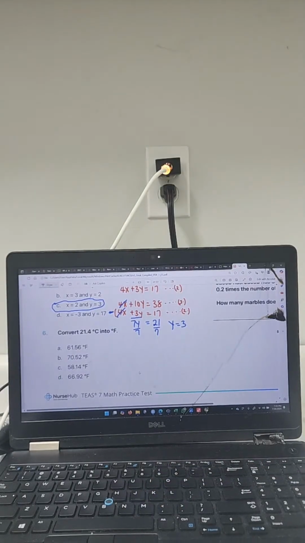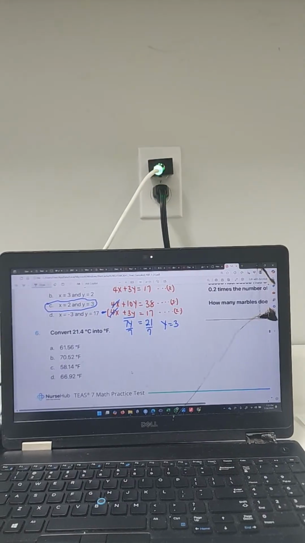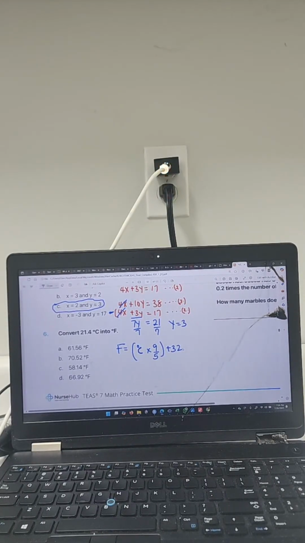And here I'm having question number 6. Convert 21.4 degrees Celsius into Fahrenheit. I'm going to give the formula out, and I would like you to try it and let me know the answer in the comment section. The Fahrenheit equals your value in degrees Celsius times 9/5 plus 32. So use this formula and get the value for F.